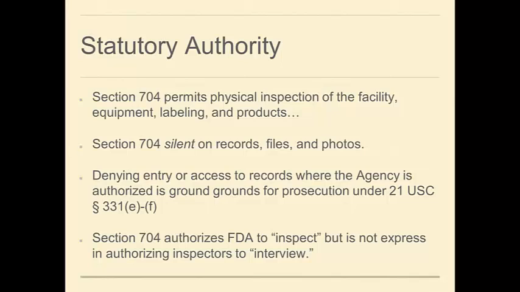So as we mentioned, Section 704 provides the authority, and this is important because we need to look at the language of Section 704 to determine what are the boundaries for this inspection, and we have to ask, is that inspection going further than what this text is providing in Section 704? And so Section 704 permits the physical inspection of the facility, and it's pretty broad. Equipment, products, any labels that are there, any products that are waiting to be shipped out, any ingredients that have been received. But it is silent on records, files, and photos.